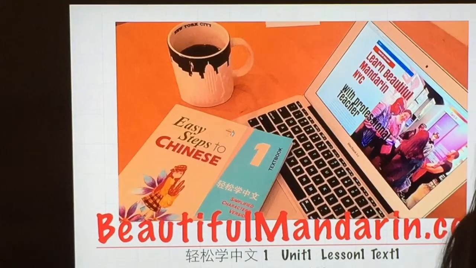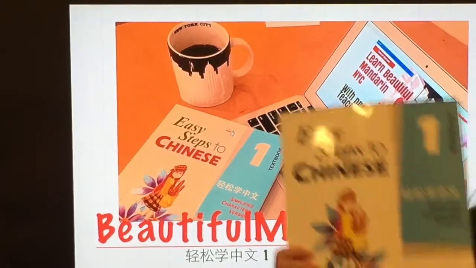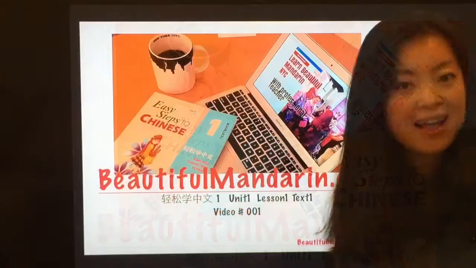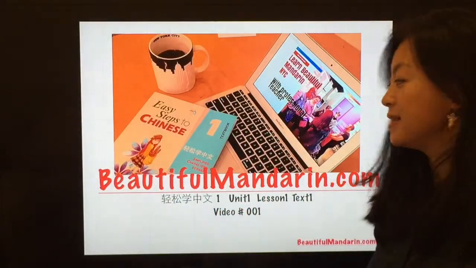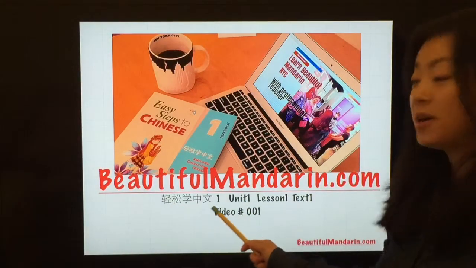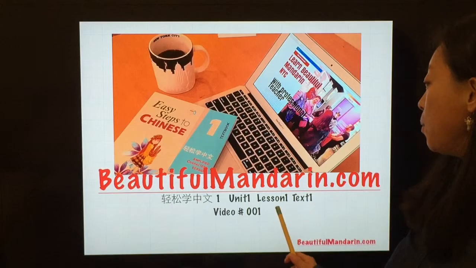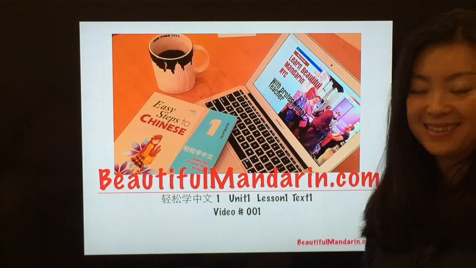Okay, today we're gonna start from this book. This book is called Easy Steps to Chinese. And this book's Chinese name is called 轻松学中文. Now we're gonna start from lesson 1 of unit 1.